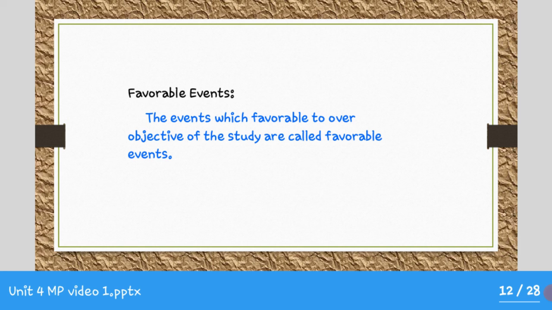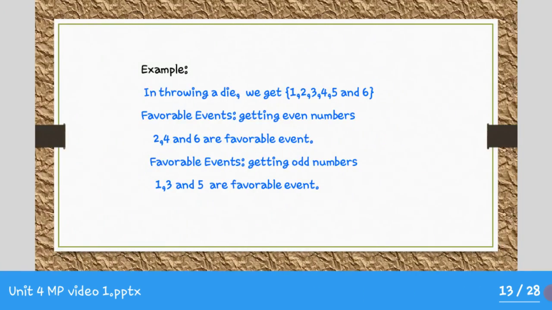Another definition is favorable events. The events which are favorable to our object of study are called favorable events. Example, in throwing a die, we get 1, 2, 3, 4, 5 and 6. Our favorable event is getting even numbers only. 2, 4 and 6 are favorable events. Another favorable event is getting only odd numbers. We have 1, 3 and 5. These are our favorable events.